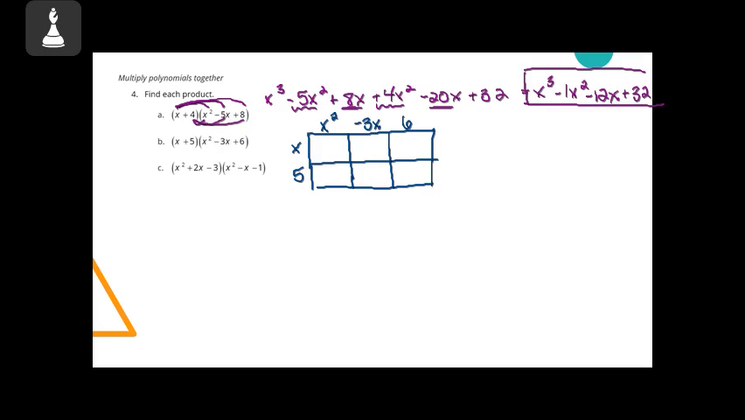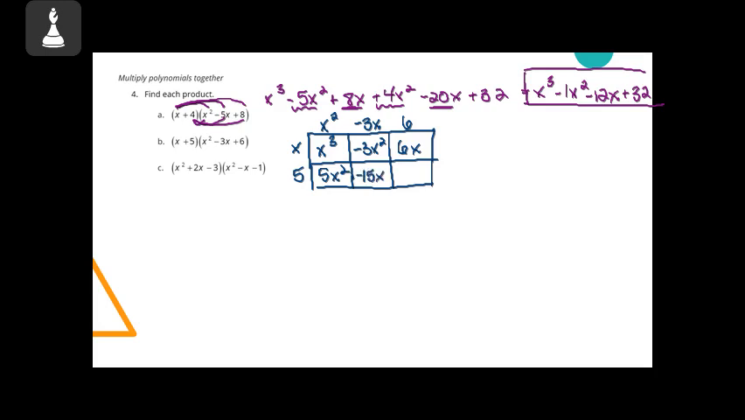So x times x squared, x cubed. X times negative 3x, negative 3x squared. X times 6, 6x. Now I'm going to take 5 times all 3 of those values. So 5x squared. 5 times negative 3x is negative 15x, and 5 times 6 is 30.